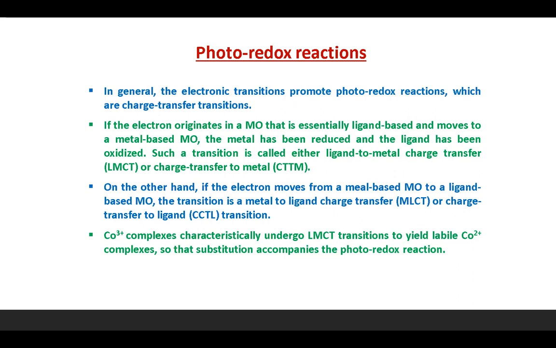Such a transition is called either ligand-to-metal charge transfer, LMCT, or charge transfer to metal, CTTM. On the other hand, if the electron moves from a metal-based molecular orbital to a ligand-based molecular orbital, the transition is a metal-to-ligand charge transfer, MLCT, or charge transfer to ligand, CTTL, transition. Cobalt 3+ complexes characteristically undergo LMCT transitions to yield labile cobalt 2+ complexes, so that substitution accompanies the photo-redox reaction.